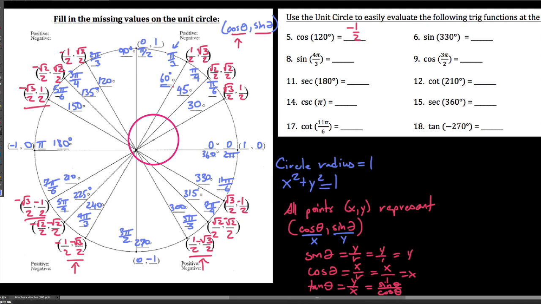Same thing with sine of 330. We say 330 is all the way down here. What's our sine value? It's just a half. And it'd be a negative a half as a matter of fact. So we get a negative a half here.